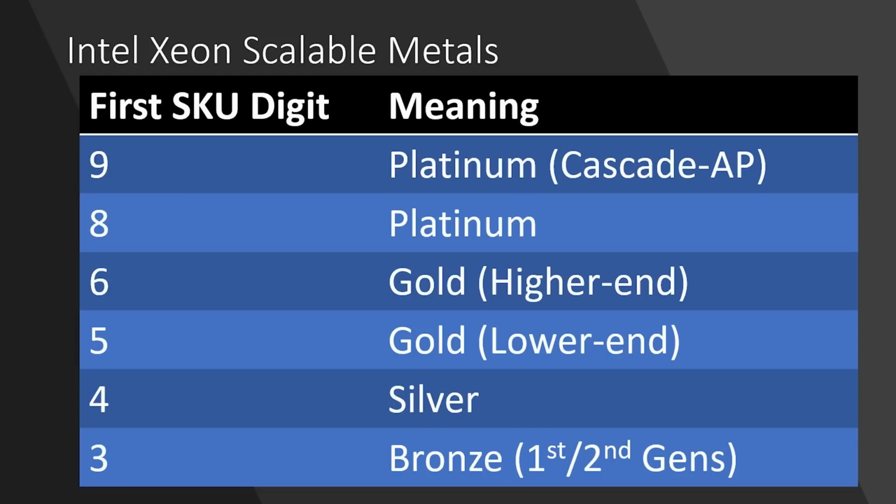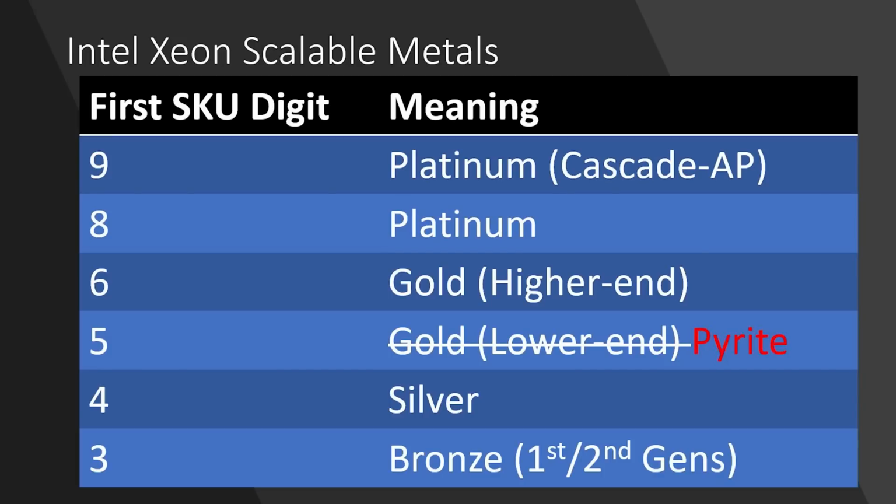The silver is usually the 4. The gold can be either 6 or 5, just to make it a little bit more confusing. The platinum can be 8. Now in previous generations, we also had bronze, which had a 3 as the first digit, but we don't have that in the Ice Lake Xeon series.